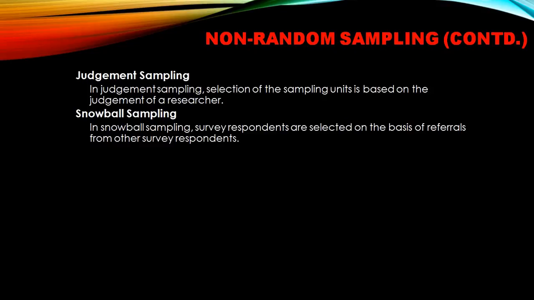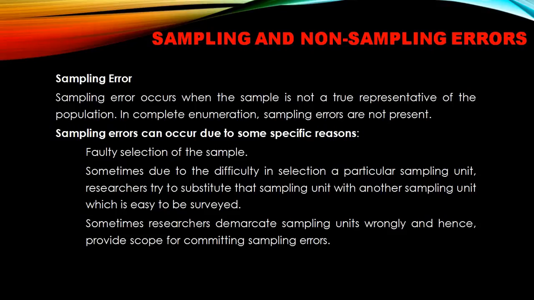When we started off, we hardly had around 30 or 40 connections, but we ended up conducting a research of more than 900 people. So this is how we created a snowball sample. Now, what are sampling and non-sampling errors? Sampling errors occur when my sample is not a true representative of the population. That is to say, the parameters of my sample do not match the parameters of my population.